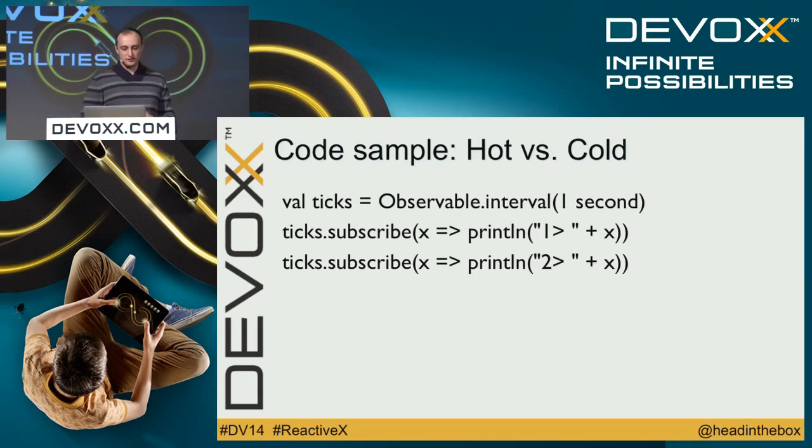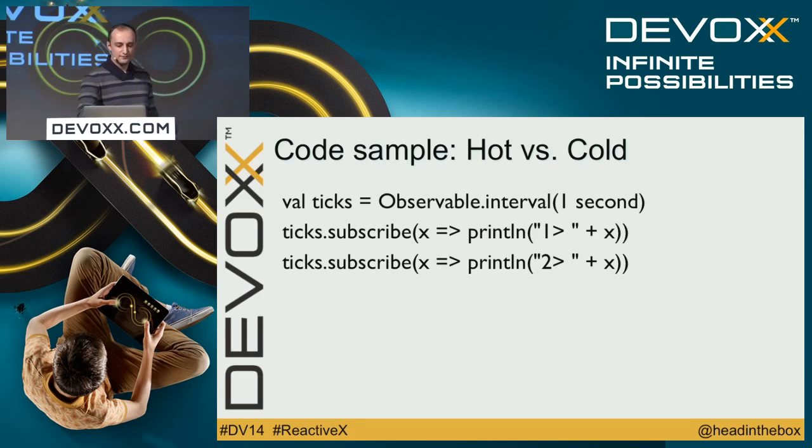Now, let me start with cold observables. Cold observables are observables that basically emit items separately for each subscriber, right? If we look at this example, this starts an observable of interval, which starts ticking, emitting time ticks, and then we subscribe twice, right?